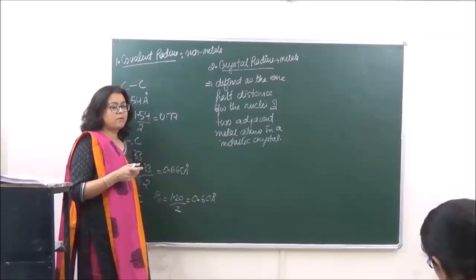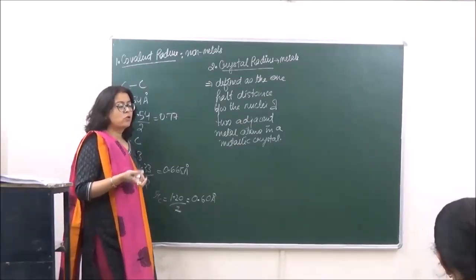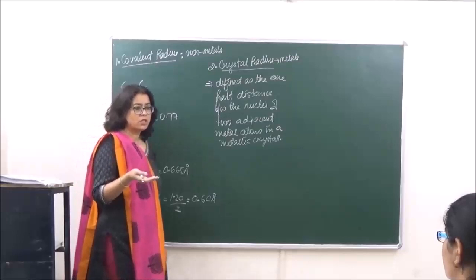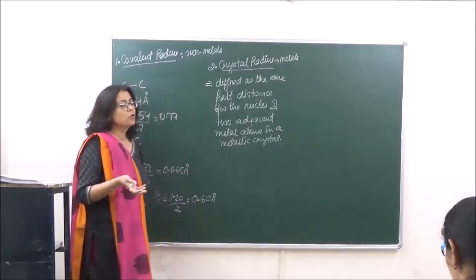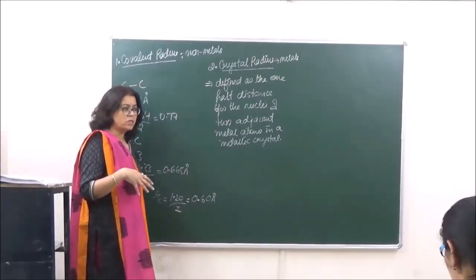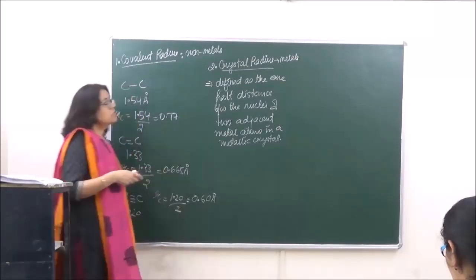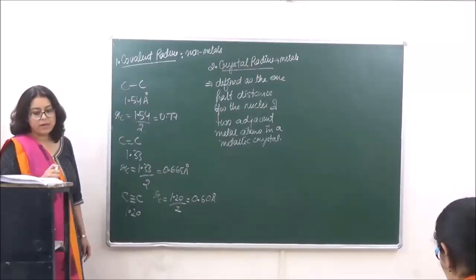Like for example, when we are talking of sodium chloride, in sodium chloride, sodium has a coordination number of 6. In a similar manner, chlorine also has a coordination number of 6. Clear? So this is what a crystal radius is.